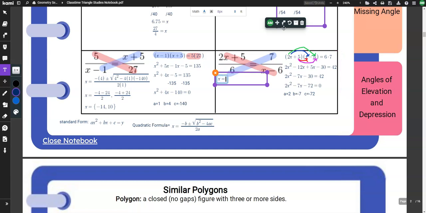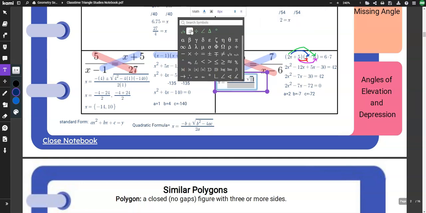Then we'll run that through the quadratic formula. So x is equal to negative b, which is negative 7, plus or minus the square root of b squared, which again is negative 7. Make sure you put this in parentheses because there's a negative. Minus 4ac, and a is 2, c is negative 72, and it's going to be divided by 2 times a.